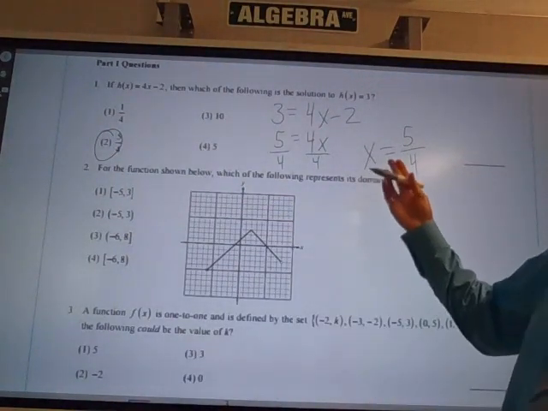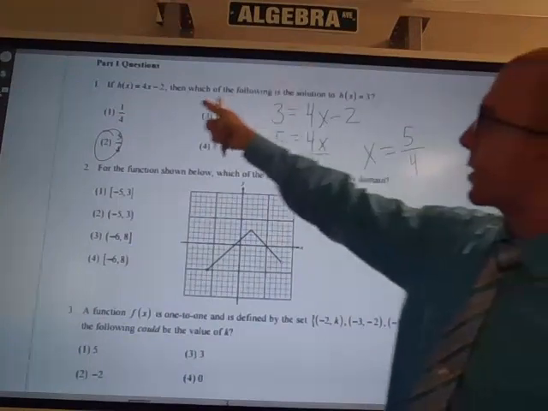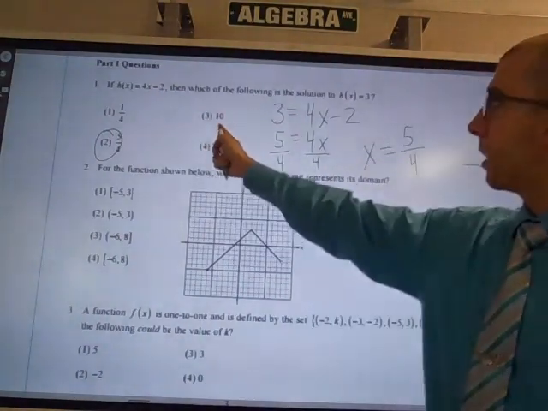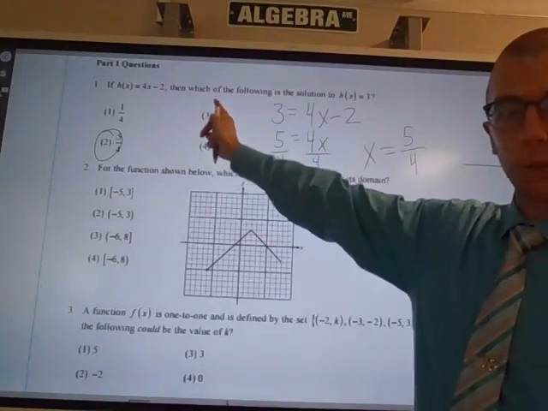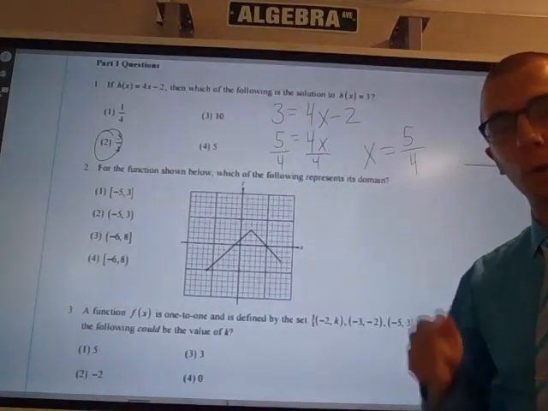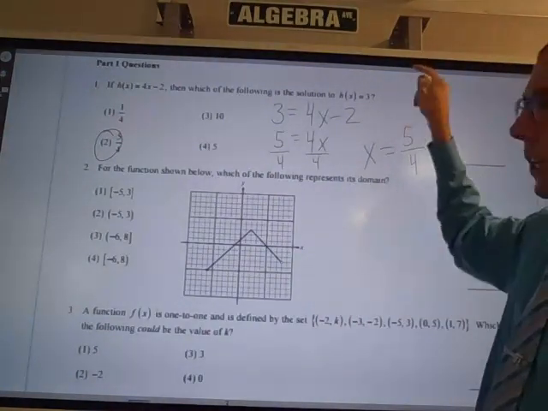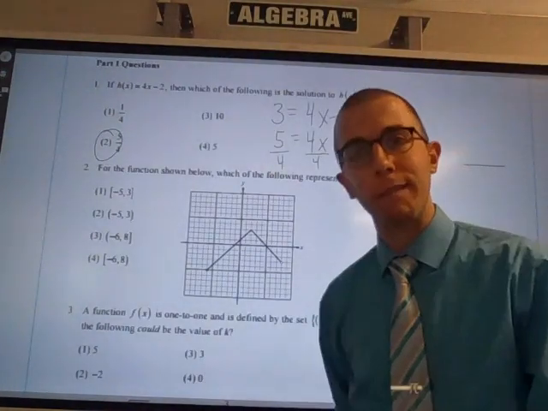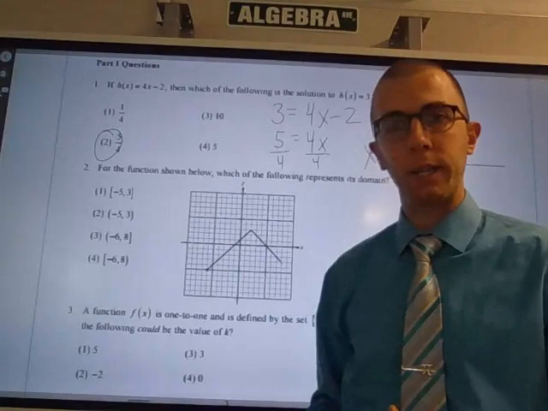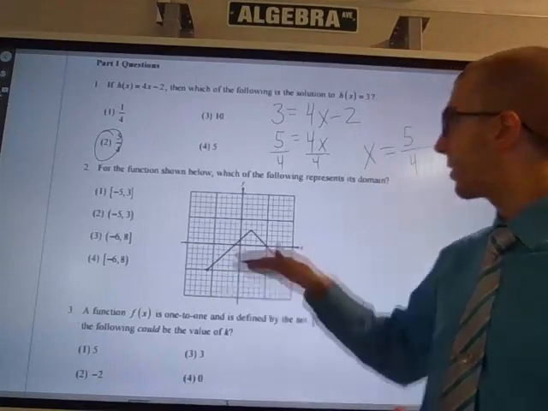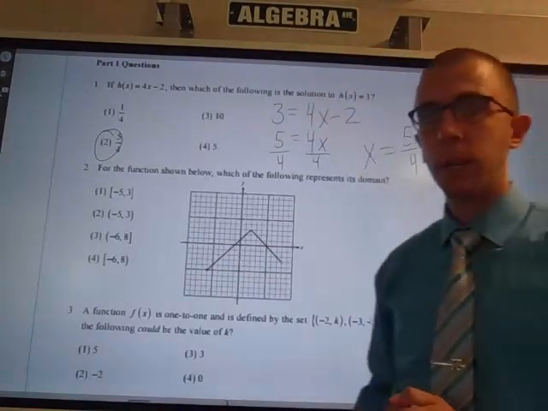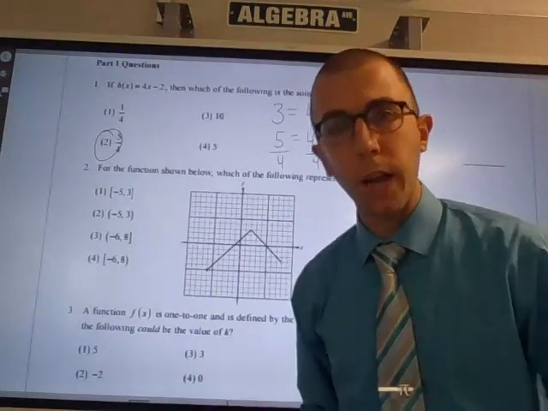The most common answer here, if you were to take 3 and just plug that in for x, you would get 10. So choice 3 was the most common wrong answer for this one. Again, you really have to pay attention to what you're given and what you're trying to find. Talking about solutions normally means we're looking for x values.